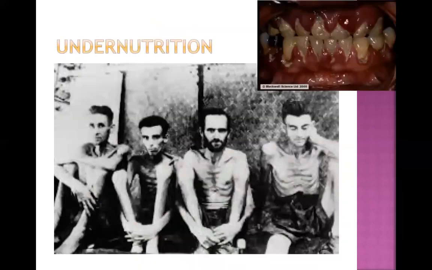These are some pictures of undernutrition. On the bottom are members in Nazi Germany concentration camps. On the top is a picture of some pretty nasty teeth. And this actually is a picture of something called scurvy, which is the result of a very severe vitamin C deficiency.